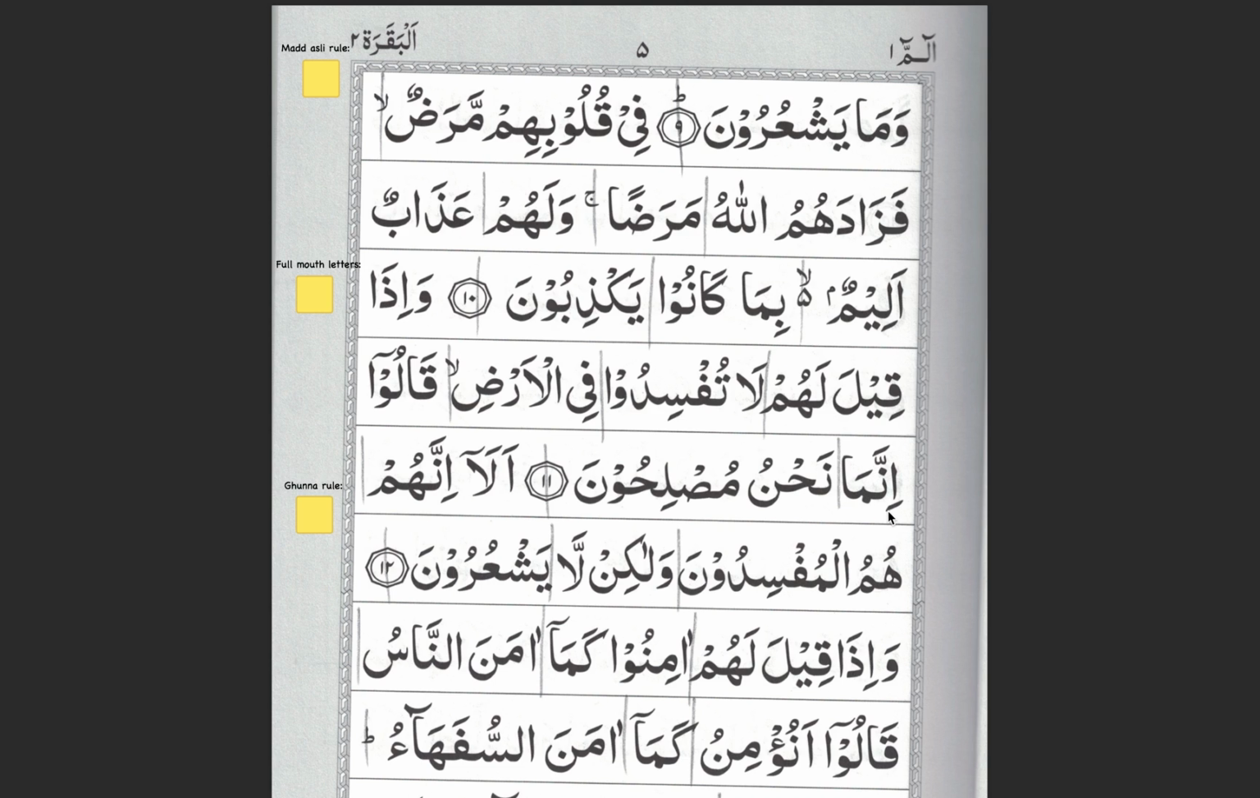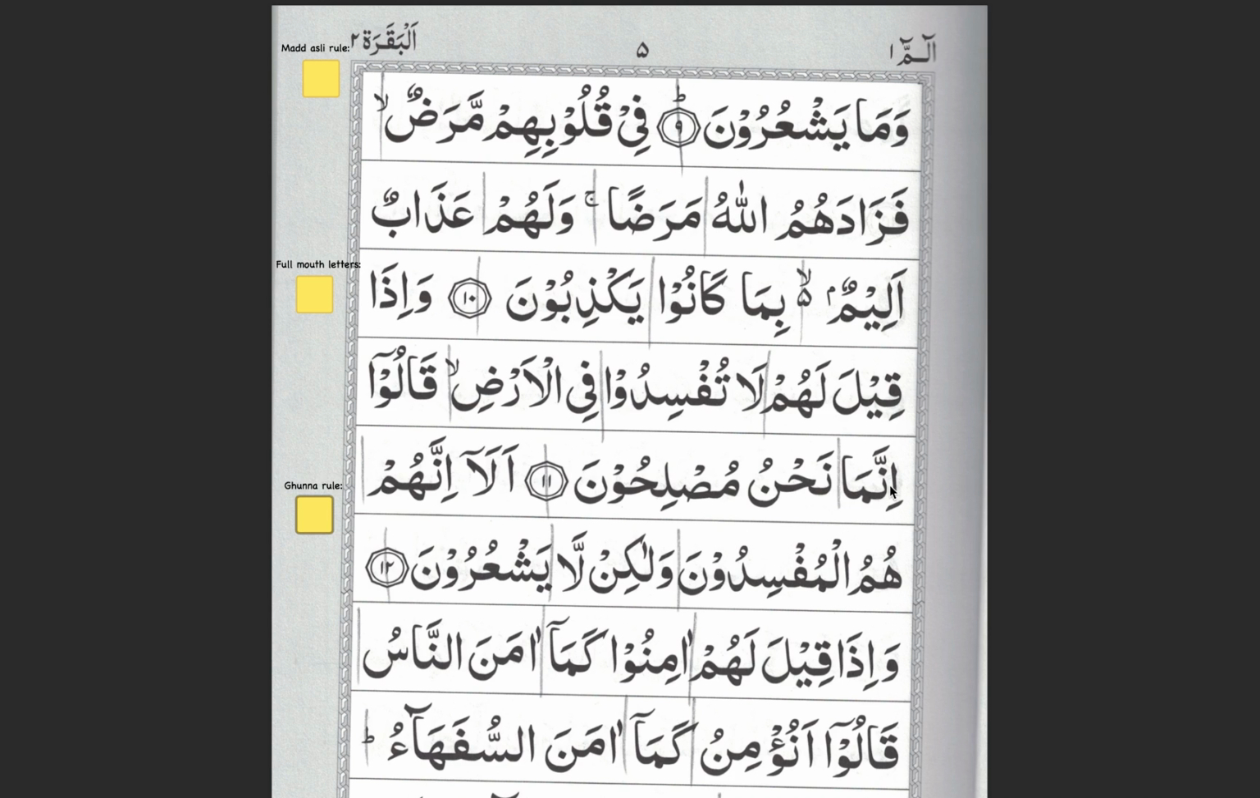The nun with the shadda? No. Okay, so when do you do ghunna? What's the ghunna rule? Okay, so it's written over here. If a nun or a mim has a shadda, can you point to a shadda? Yeah. If a nun or a mim has a shadda, you will do ghunna. So next time I ask you what the ghunna rule is, that's what you have to tell me.